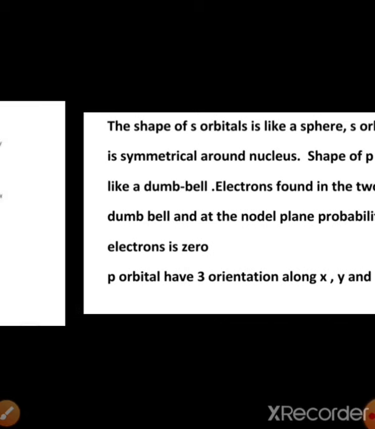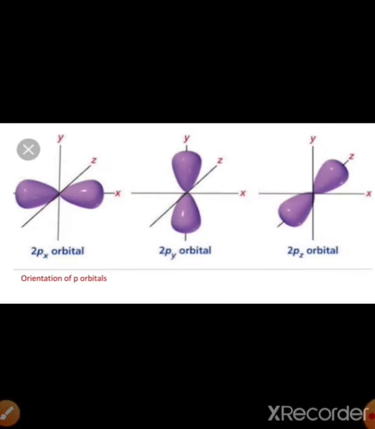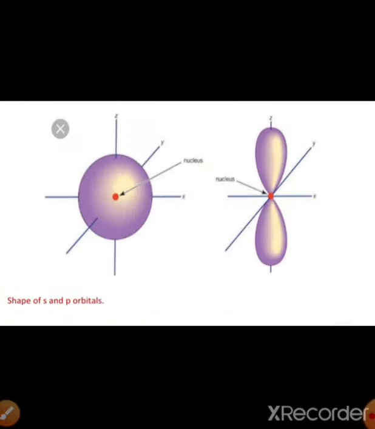The electrons are found in the 2 lobes, and at the middle point, known as the nodal plane, the probability of finding an electron is 0. Now P orbitals have 3 orientations. Dear students, you can see the shape and size of S and P orbital in the figure.